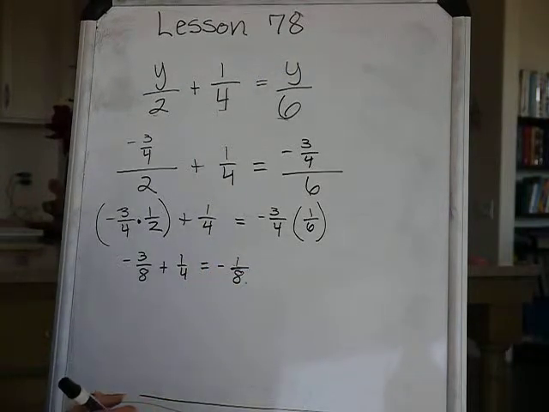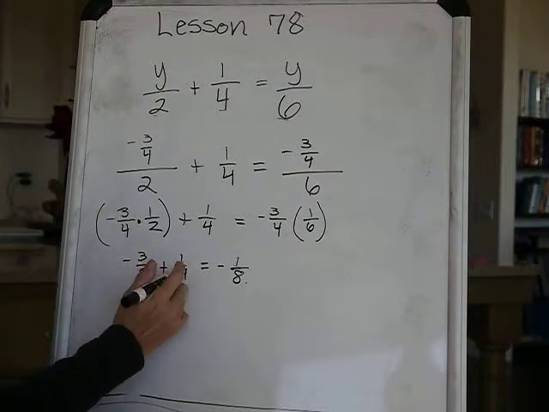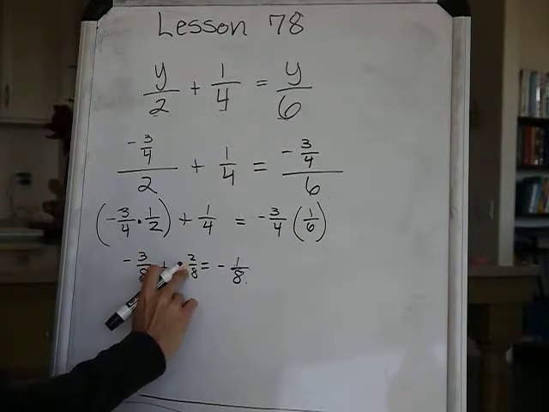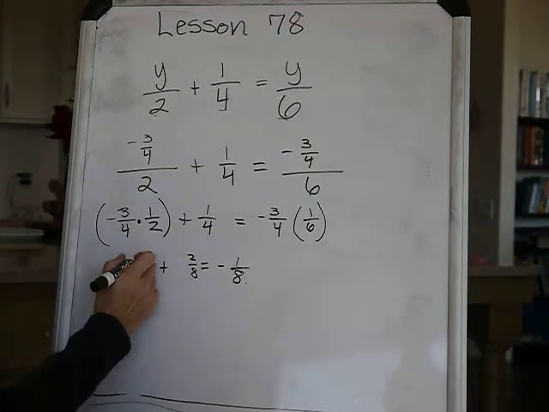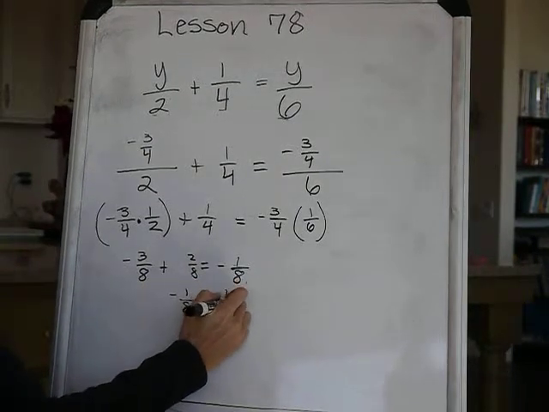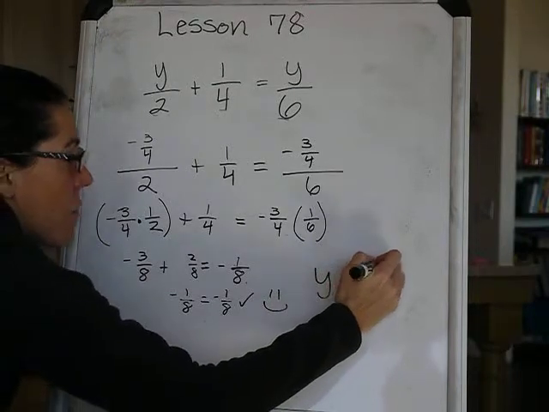Are you going ahead, Jordan? You're checking this, okay. Can we change 1/4 to 8ths? Yes, 2/8, right? So now what we get is negative 3 plus 2 is negative 1/8 equals negative 1/8. Nice. We are right, y equals negative 3/4.